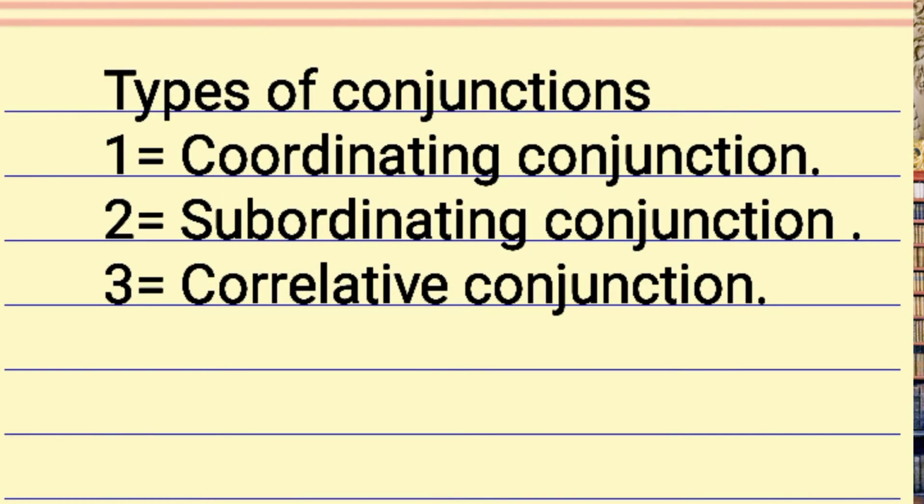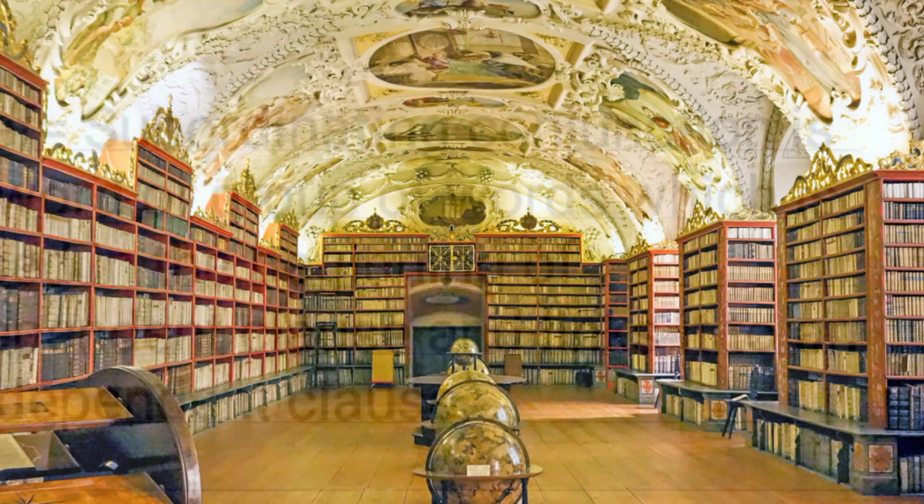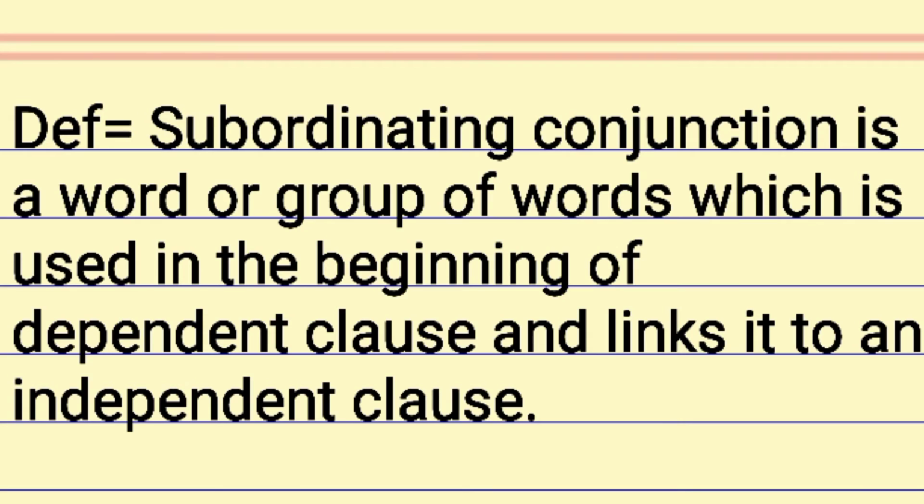So let's get started. What are subordinating conjunctions? First, we have to understand that there are three types of conjunctions. Number one, coordinating conjunctions. Number two, subordinating conjunctions, and the last one is correlative conjunctions. We have already done coordinating conjunctions, but in today's video we will talk about subordinating conjunctions.